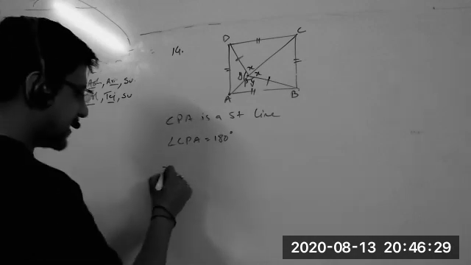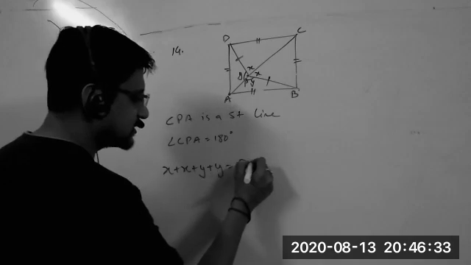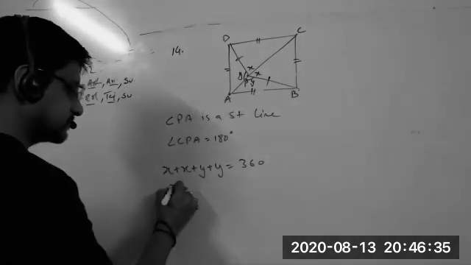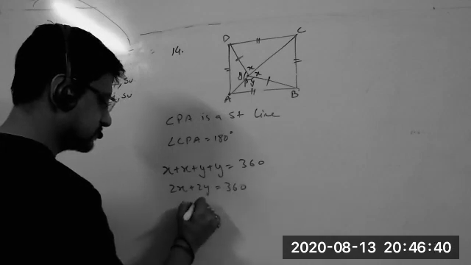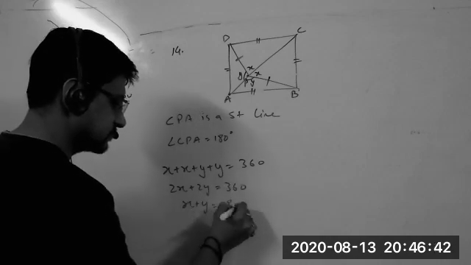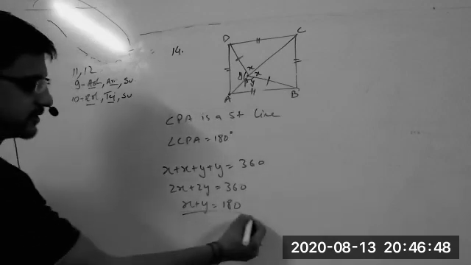Now can we say X plus Y is equal to 360 degrees? Yes, sir, angles around a point. Angle CPA is made up of X and Y. X plus Y is equal to 180 degrees. Proved.